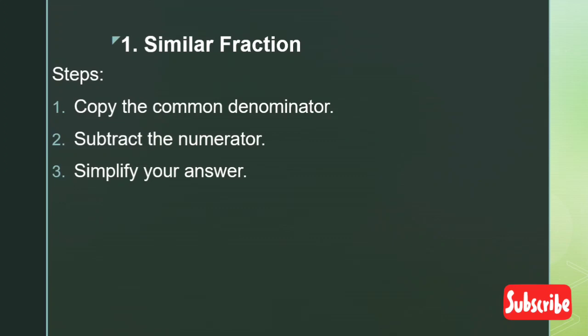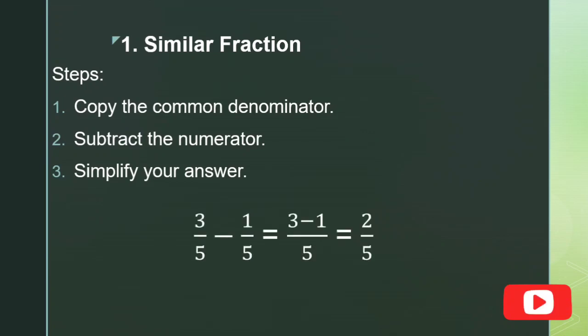Now, similar fraction, makita natin steps: copy the common denominator, subtract the numerators, and simplify your answer. There we go. Okay, again, we have the common denominator, 5, kinopya lang natin. Okay? And the numerators natin, we have 3 minus 1. Ayan, makita natin doon. So, 5. Copy the common denominator. 3 minus 1 is 2. So, this is our answer, 2/5. Diba? So, kung makikita natin, kanina, balikan natin si addition. Parehong-pareho lang sila. Wala silang pagkakaiba. Yun nga, sabi ko, operation lang talaga.